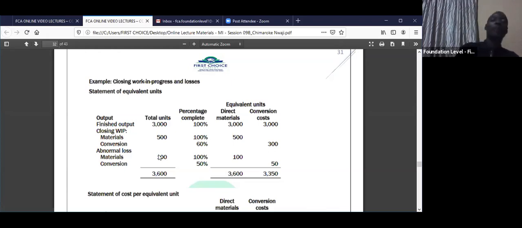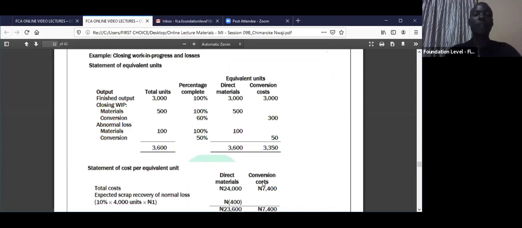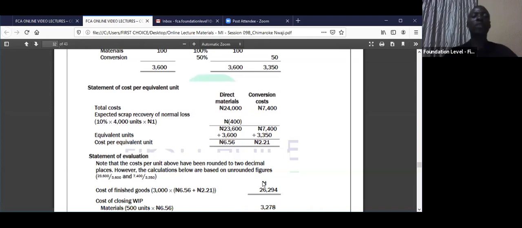Now, abnormal loss, as at when it is coming for inspection, was 100. 100% would have been complete, but they say 50% in labor or conversion costs. So that's why it is this. So when you add all these units, direct material is 3,600, conversion is 3,350. So you've done equivalent units. Now we'll go to the statement of cost per equivalent unit.